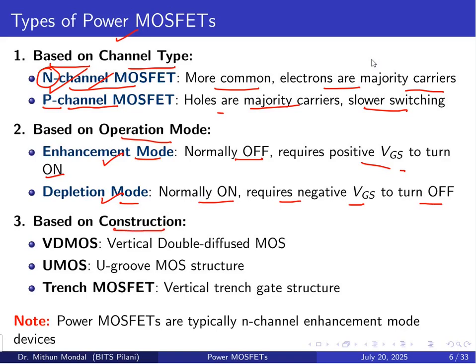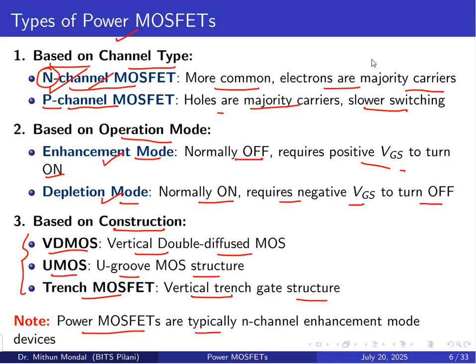Again, based on construction, the MOSFETs are divided into 3 important categories. One is known as the VDMOS, which is vertical double diffused MOS, UMOS, which is U-groove MOS structure, and trench MOSFET, which is vertical trench gate structure. Our focus of discussion will be the fundamental principle and the operation. We are not going to discuss much more on the construction side.